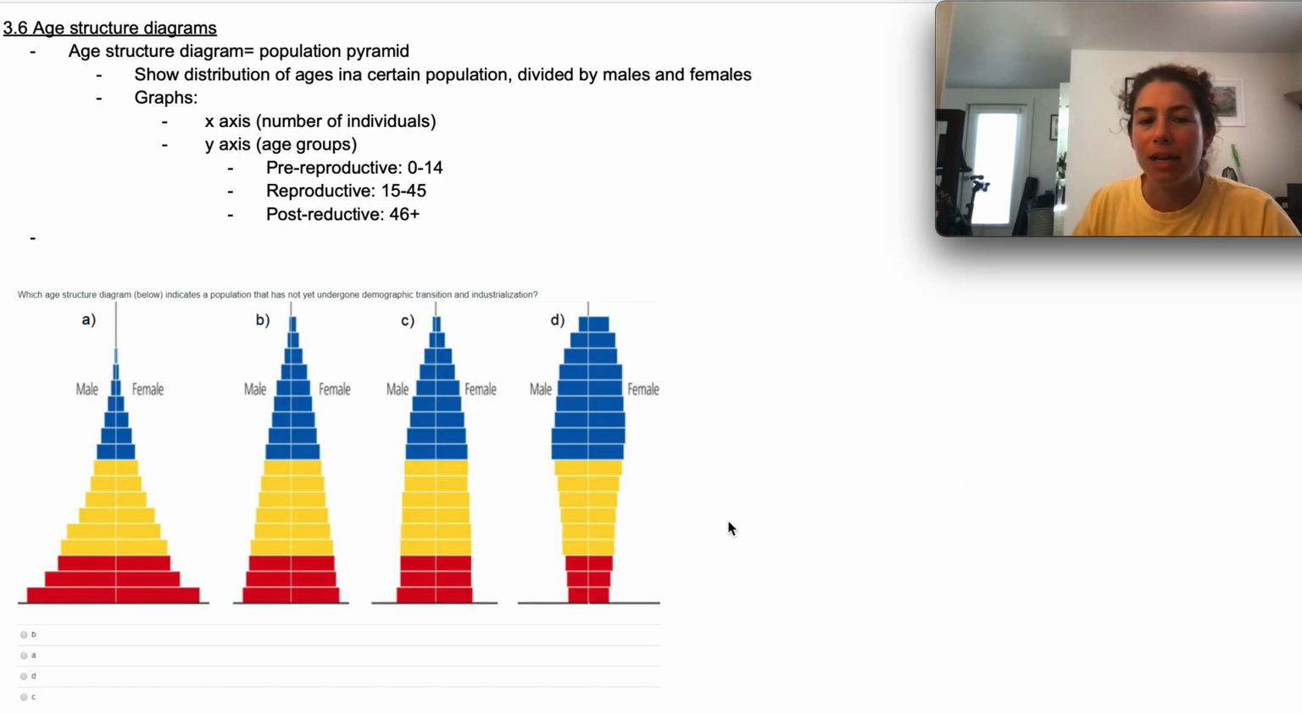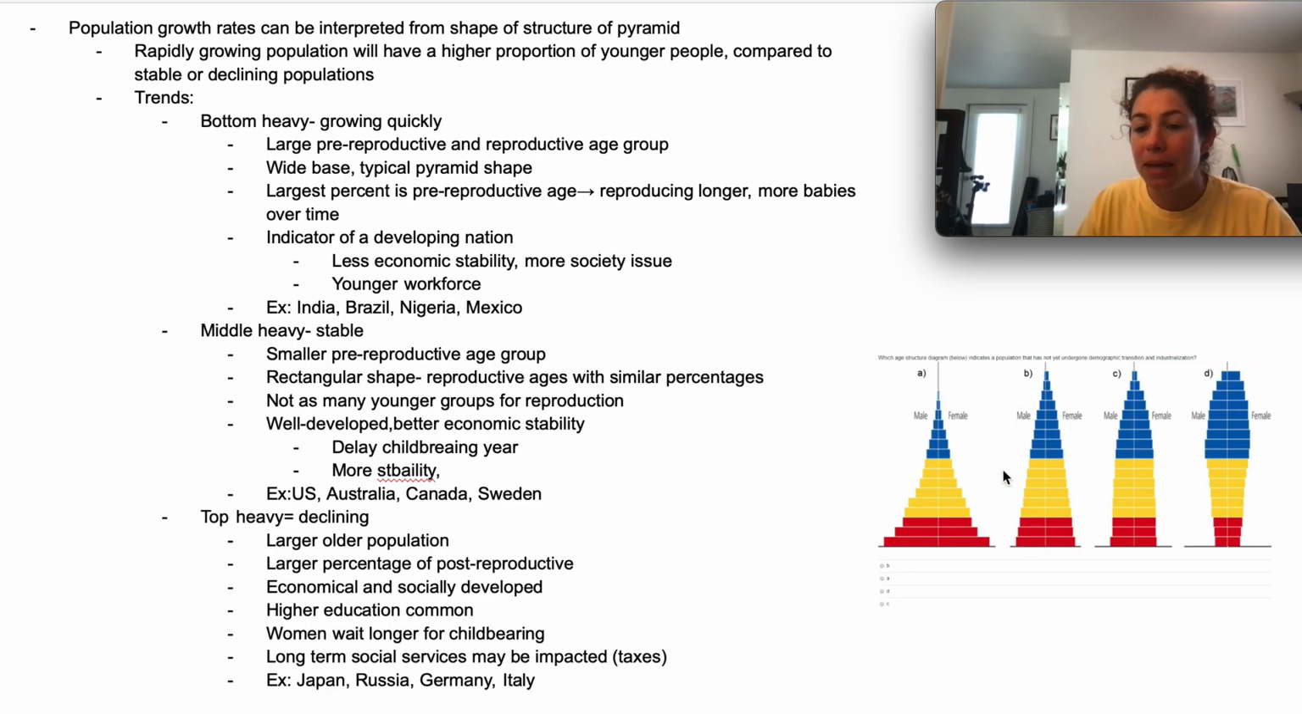If you have a middle heavy, like what we see in B and C, where it's middle heavy, this means we have a smaller reproductive age group, and your reproductive ages are basically of similar reproduction. You're just reproducing what's already there, so you're maintaining a constant population size. And this is what we see in like well-developed or better economic stability countries.